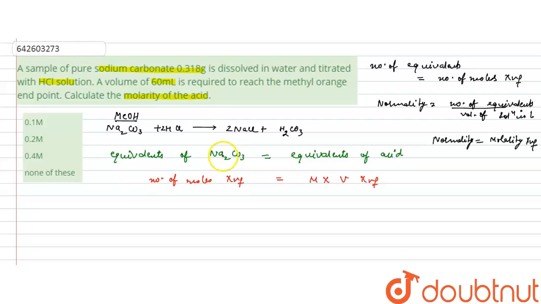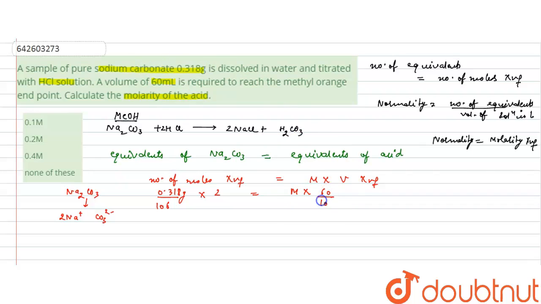And number of moles for Na2CO3 will be calculated by the given weight, that is 0.318 gram, to its molecular weight, that is 106, into its N factor. Its N factor will be 2 because Na2CO3 will give ions as 2Na positive and CO3 2 negative, that is the charge on the cations or anion is 2. So N factor will be 2, and we have to calculate the molarity of the acid, and volume of the acid is given, 60 ml.